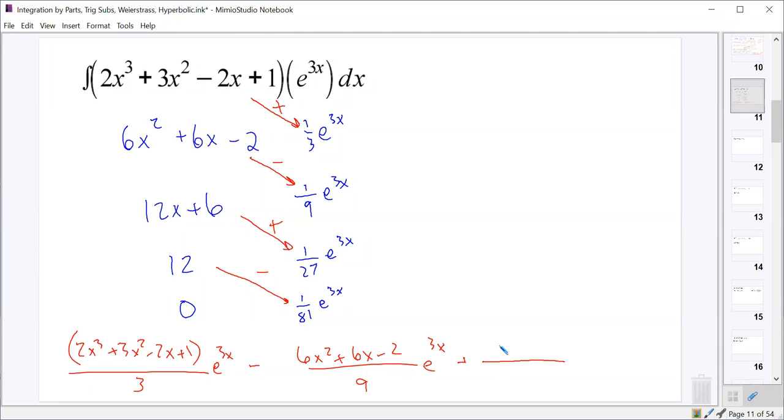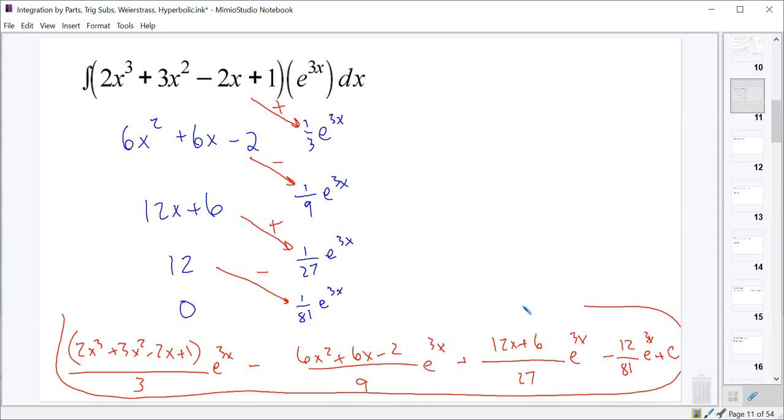I could, if I wanted to, divide a 3 out of this, but I'm not going to bother. 12x plus 6 over 27 e to the 3x, and then not plus, minus 12 over 81 e to the 3x plus the constant. And obviously there's a little bit of simplification you could do, right? If you divide a 3 out of that, it could become 4x plus 2 over 9. And this one, if I wanted to, I could make that 4 over 27, but not necessary.